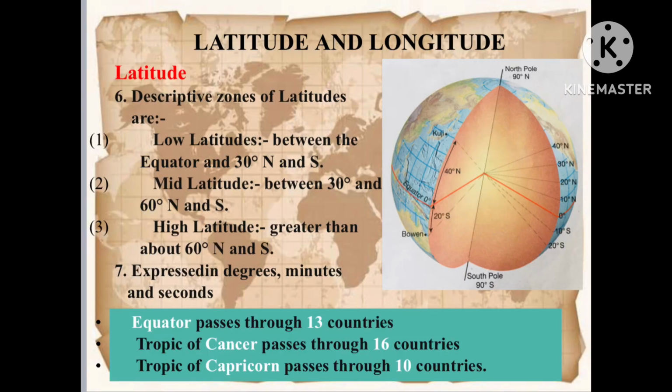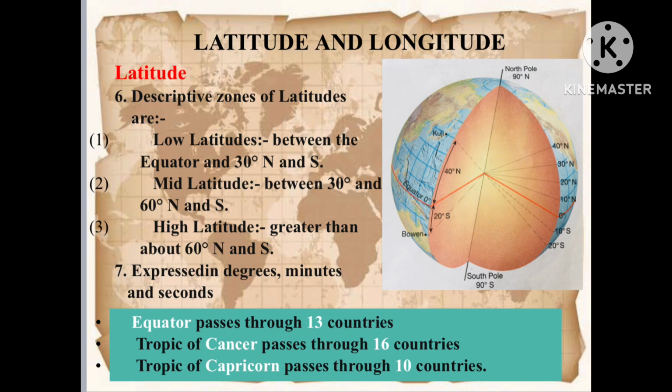There are also some descriptive zones of latitudes. For example, low latitudes lie between 0 degree at the equator to 30 degrees north and south. Mid latitudes lie between 30 degrees north and south to 60 degrees north and south, and high latitudes are greater than about 60 degrees north and south up to the polar areas. So these are the descriptive zones.